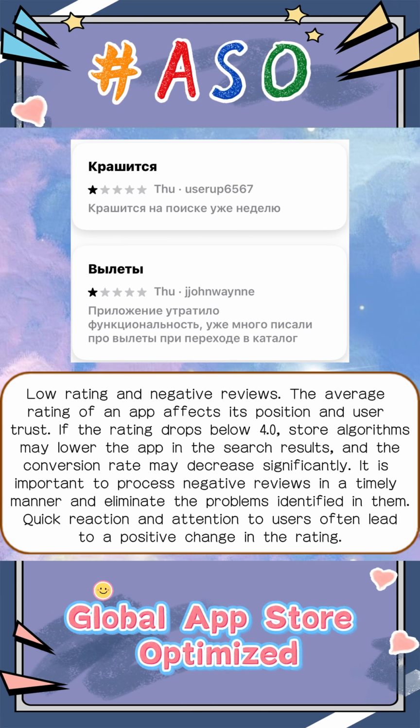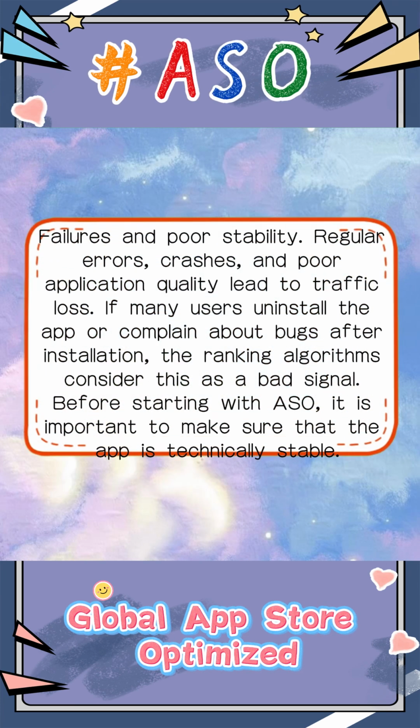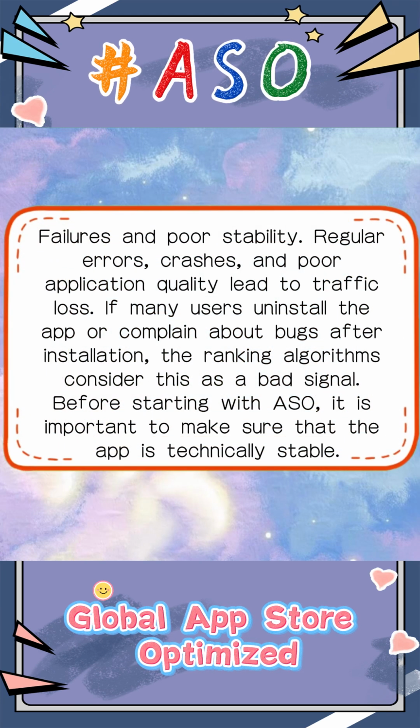If the rating drops below a certain level, store algorithms may lower the app in the search results, and the conversion rate may decrease significantly. It is important to process negative reviews in a timely manner and eliminate the problems identified in them. Quick reaction and attention to users often lead to a positive change in the rating. Failures and poor stability. Regular errors, crashes, and poor application quality lead to traffic loss.